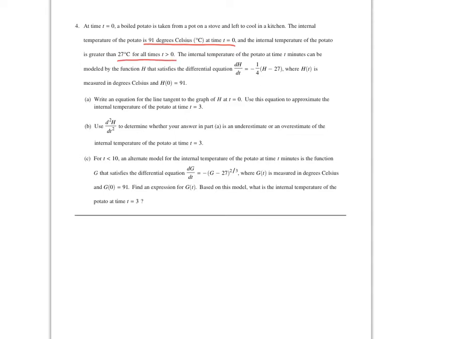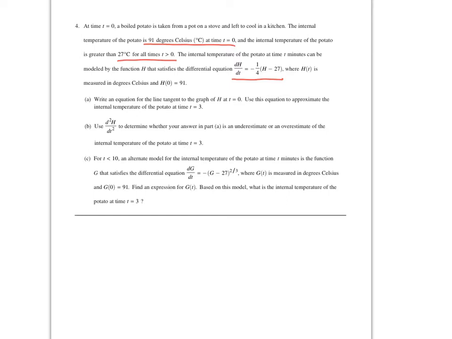The internal temperature of the potato at time t minutes can be modeled by the function h that satisfies this differential equation: dh/dt equals negative 1/4 times (h minus 27), where h of t is measured in degrees Celsius and h of 0 is 91. So this equation right here is your rate of change of h with respect to t. Okay, so let's look here.